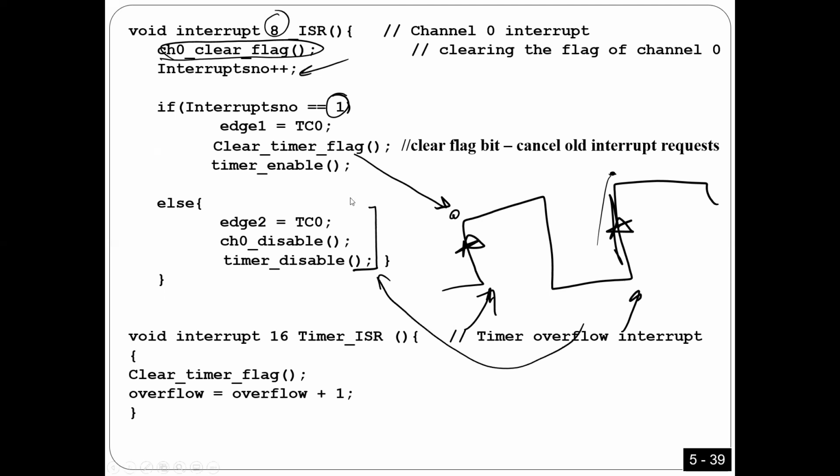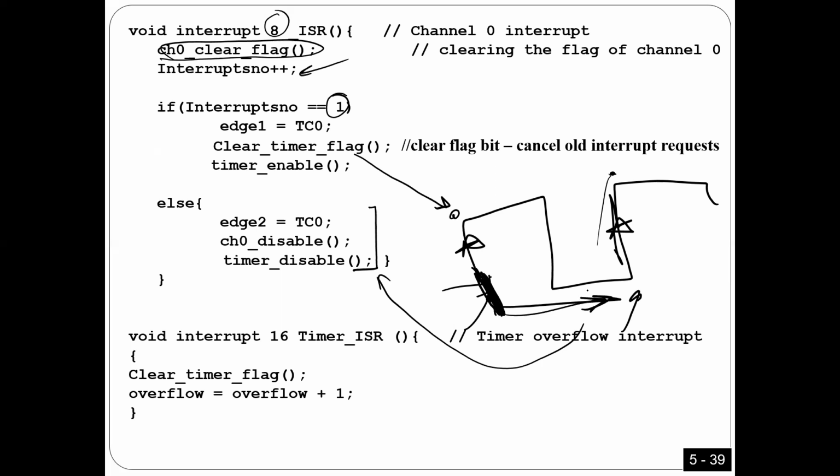Let's see what you have to do. Number 1, if this is the first interrupt, I'm going to store TC0 in H1, right? If you don't do that, TC0 is going to be overwritten, so the next interrupt is going to override TC0. So I have to store it here. Number 2, I have to enable the timer interrupts because I need to start counting timer overflows from here.